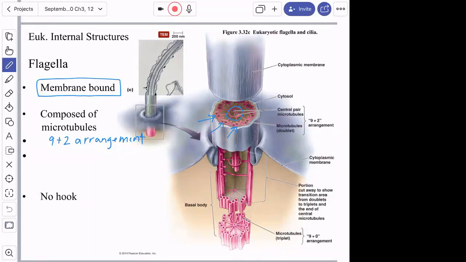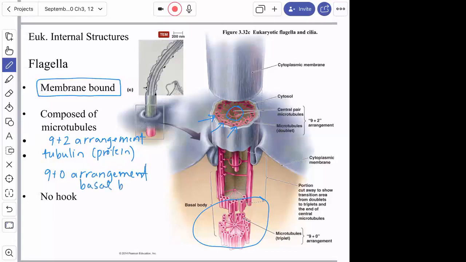Those microtubules I wanted to mention are made of the protein tubulin. Remember, for bacteria, it was made of flagellin, a different protein. And down where the flagella is going to be anchored inside of the cell, the structure actually changes a little bit. We have a 9+0 arrangement down in the basal body. Why that structure changes is kind of a mystery. And remember, for the bacteria, we had a filament, hook, and basal body. Eukaryotic flagella, there's not going to be any hook, just the filament and basal body.